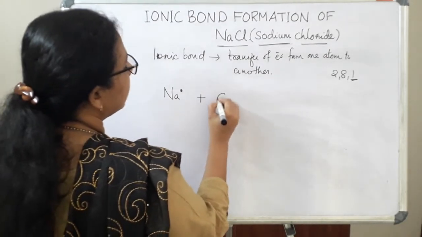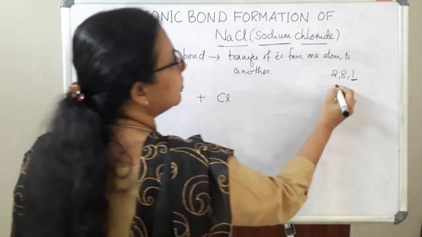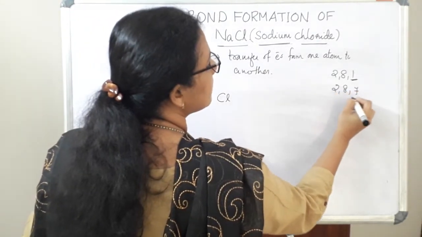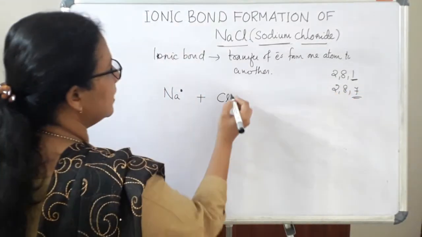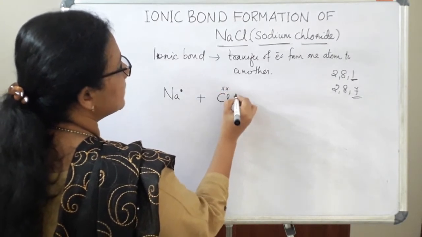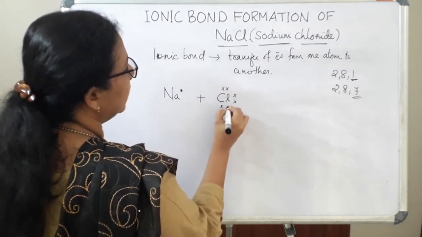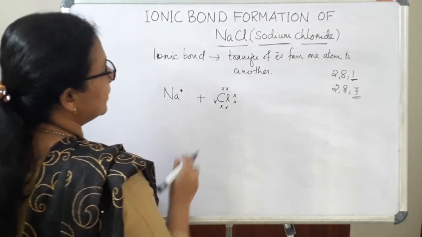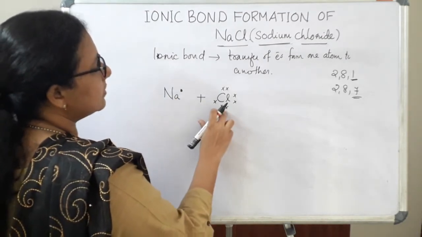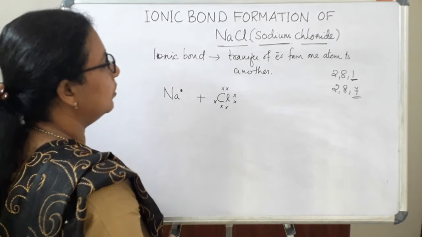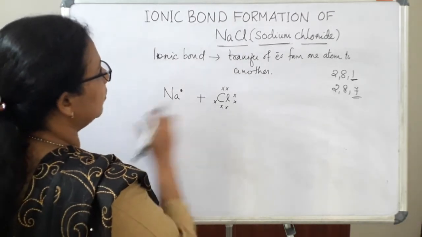Now the chlorine atom. The chlorine atom has 2,8,7 configuration, so 7 electrons in the outer shell. We represent those 7 electrons by putting 7 crosses. So one is a dot, the other is a cross. That represents the electron dot structure of sodium and chlorine.